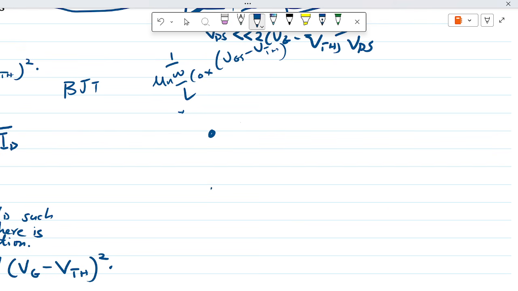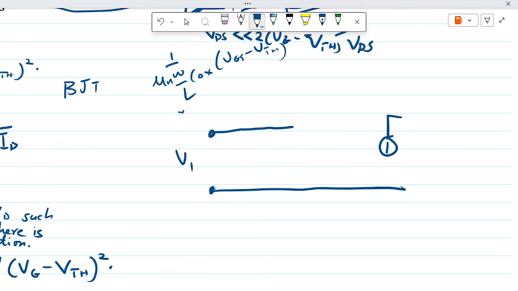So if we have some form of voltage V1 which controls this current source, then all we need to do is to put in a resistor here. Then we have an amplifier if V2 ends up being greater than V1.